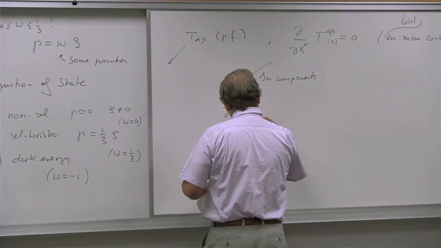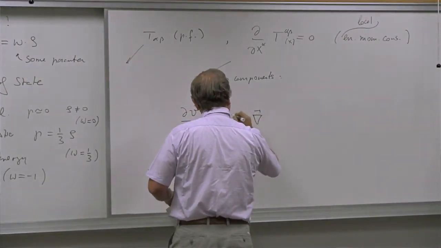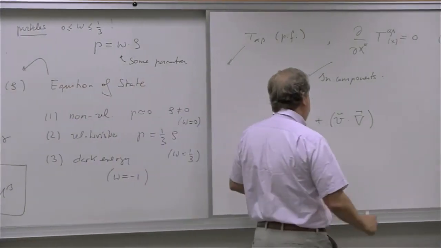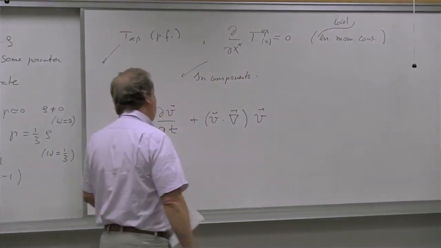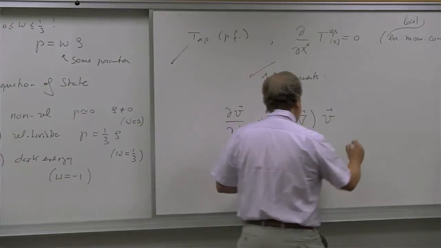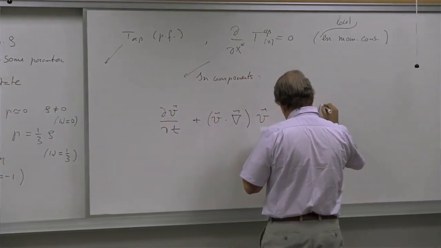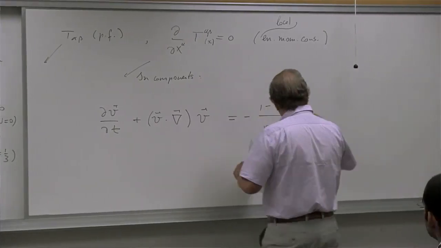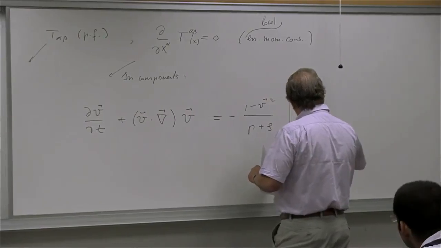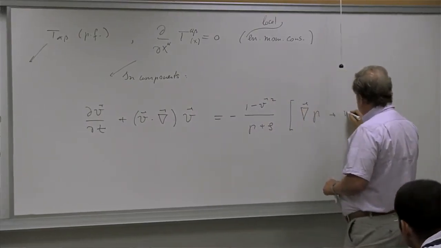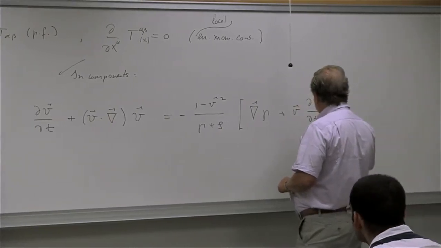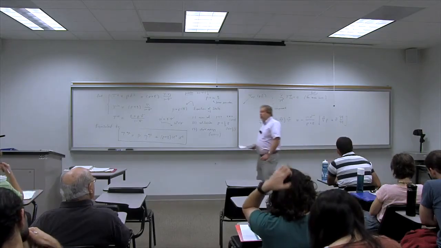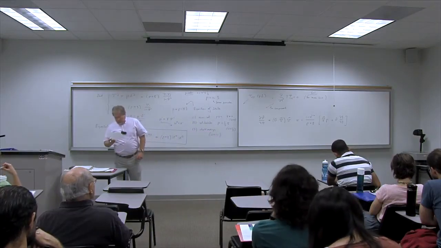So dv by dt plus v dot derivative with respect to x become gradients, right? So this times that times, again, the velocity is equal to, and another term that we get is minus 1 minus v squared divided by p plus rho times the gradient of the pressure plus v times the derivative of the density with respect to time. So that is the equation that we get in components.